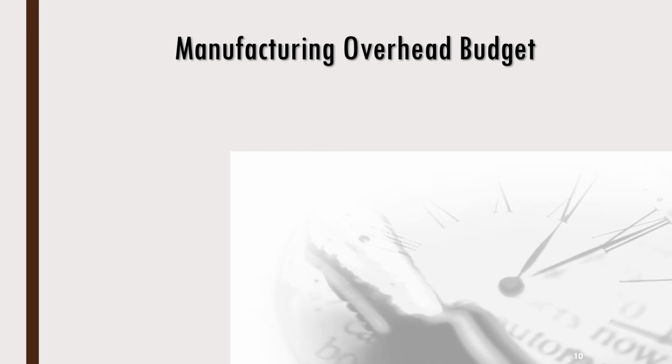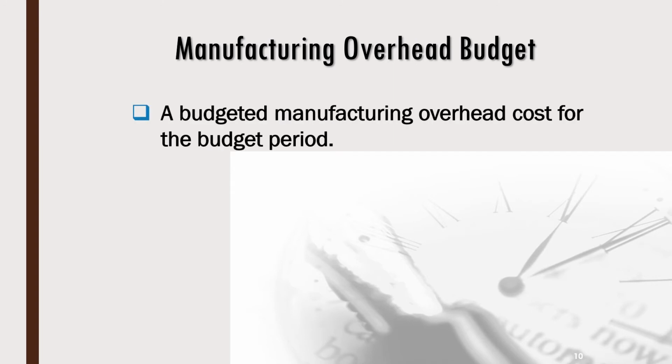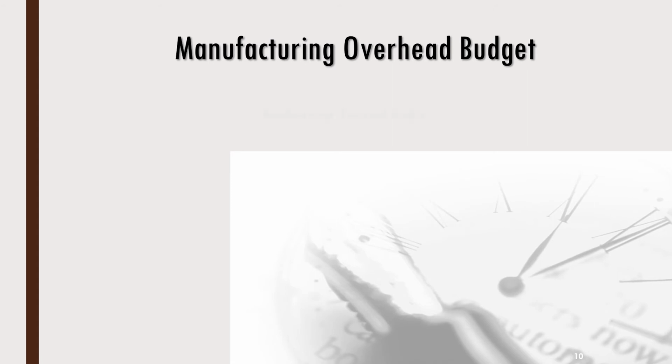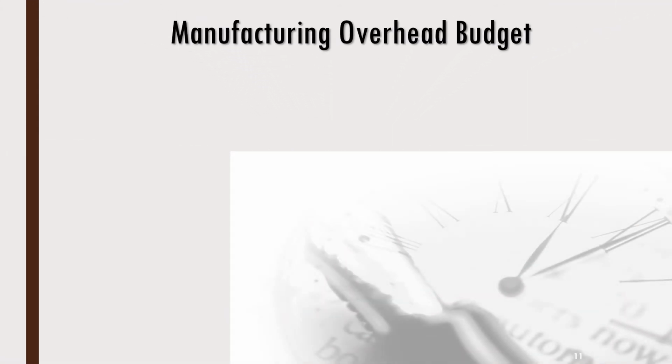Manufacturing overhead budget. A manufacturing overhead budget is a budgeted manufacturing overhead cost for the budget period. This budget distinguishes between variable overhead and fixed overhead costs. Example for manufacturing overhead budget.